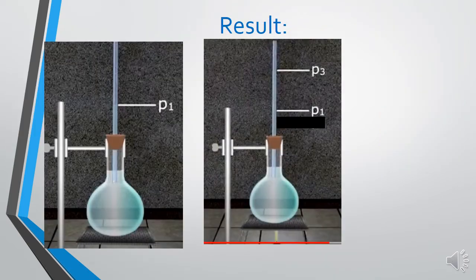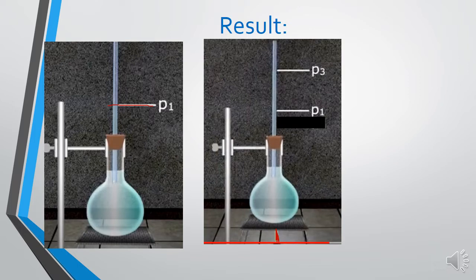What is the result now? As you see here, we have two pictures. The first one, I did the experiment at the first time. I get the water level as you see here, which is P1. This is the water level. When I put this bottle in a sunny place, or I turn on the fire, what happens to this water level? Does the water level rise up or does it go down?